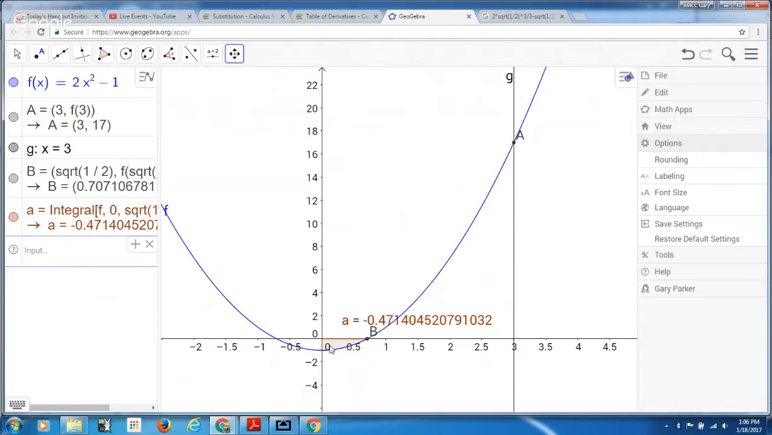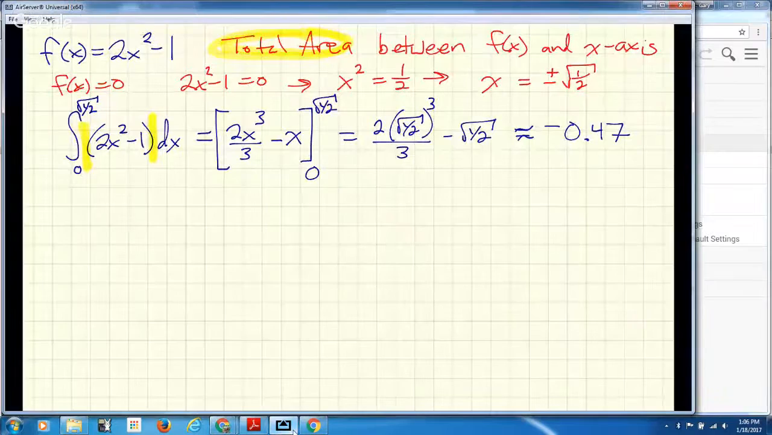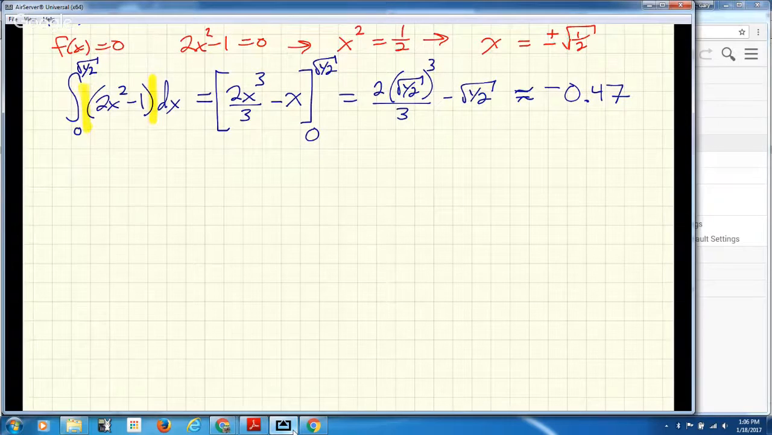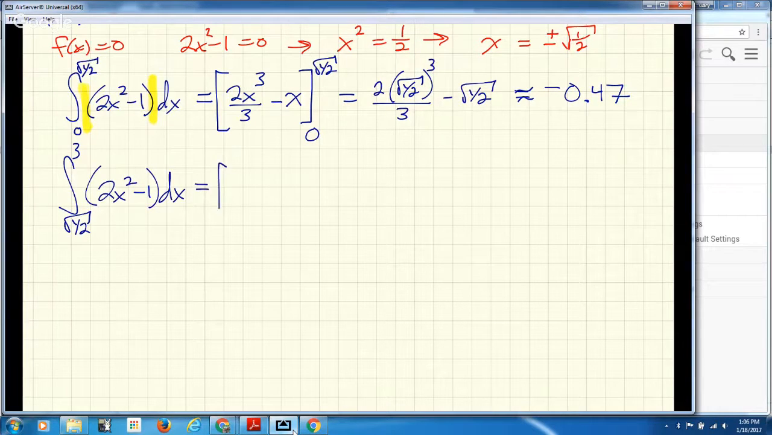Right? And then I can go for the rest of it here, which is relatively straightforward since I have an antiderivative. So I would also want to integrate from the square root of 1/2 all the way up to 3 for 2x squared minus 1. And so that same antiderivative, 2x cubed over 3 minus x, but this time I'm evaluating from the square root of 1/2 all the way up to 3.